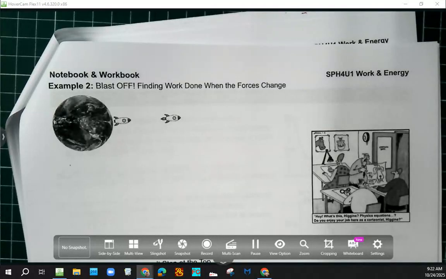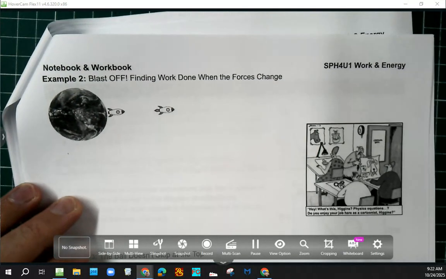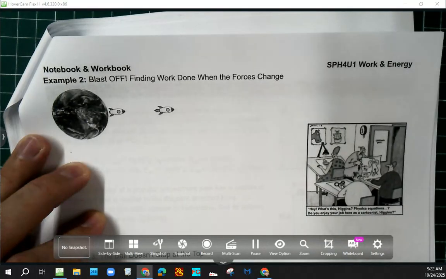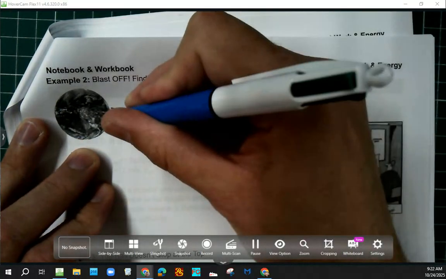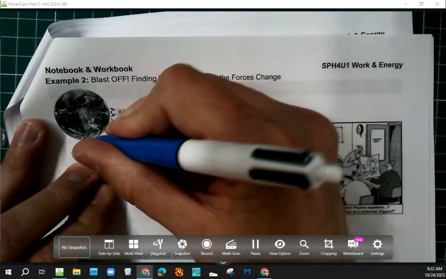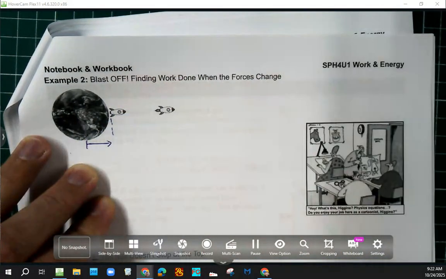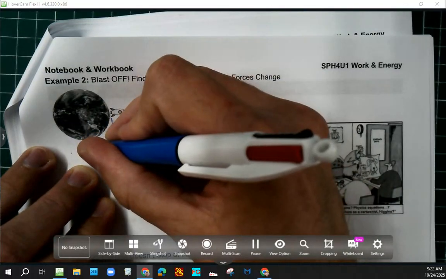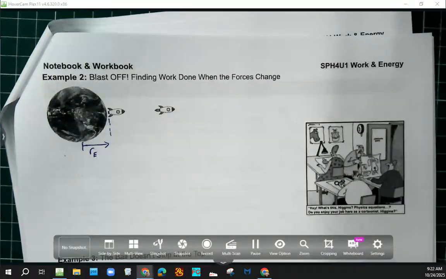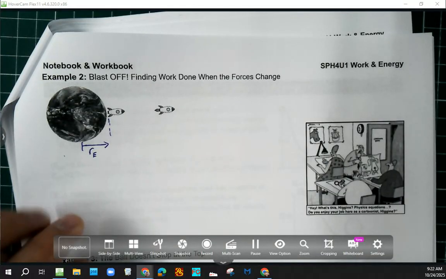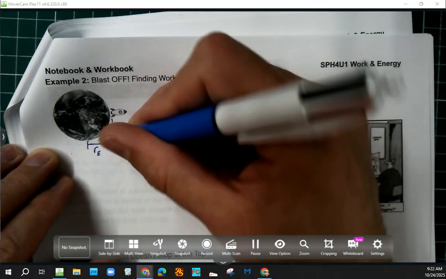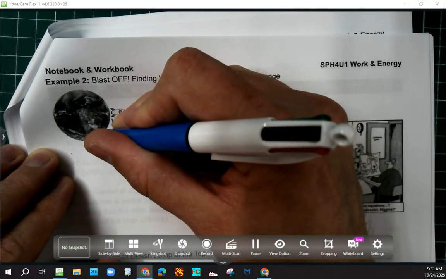So I got this rocket ship that's blasting off from Earth, and I want to think about how much work is done as the rocket leaves Earth. So they're going to start off here. Keep in mind that when they start off, this rocket, obviously not drawn to scale, and most likely designed by one of the billionaires of the world to save humanity, is going to blast off from Earth.